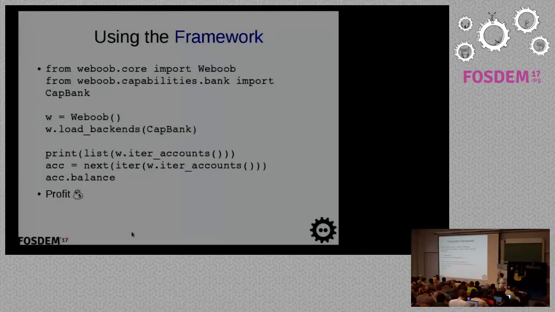But you might also want to use the framework. So, for example, here's what you would do to see what's in your bank account. You just import Weboob, you import the capability from the bank type. You get an instance of Weboob, you load the backend for this capability, and you can iterate the accounts and see what's in the balance. So hopefully you've got some profit.